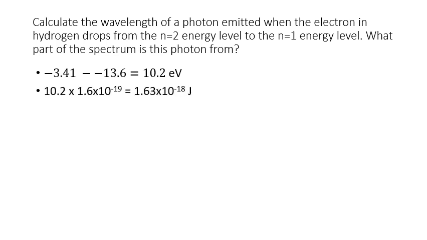Now, of course, we can't do any calculations in electron volts. So first job is always to convert electron volts back into joules, which is a simple matter of multiplying by 1.6 times 10 to the minus 19. That gives me a photon energy of 1.63 times 10 to the minus 18 joules.